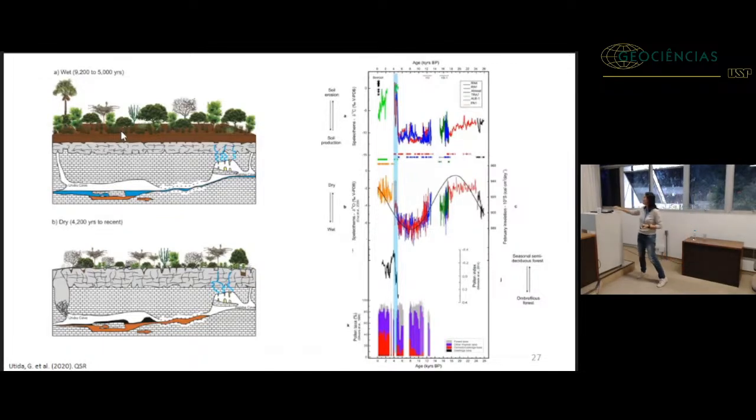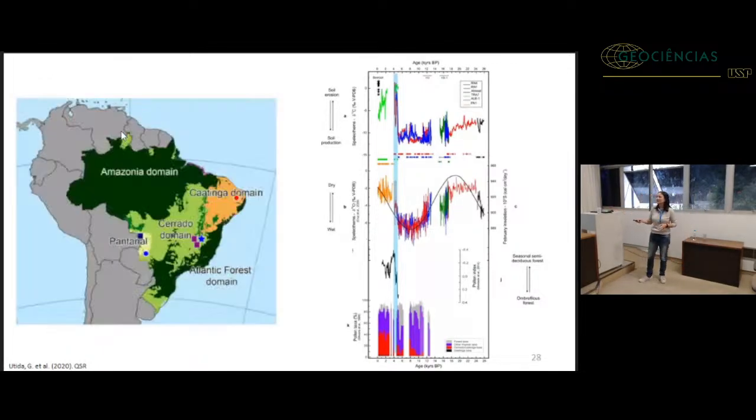And that was the moment where the Cerrado here in Brazil was retracted, because it was expanded here during this period where we have more wet conditions. And here we became drier and the vegetation changed. The biome here changes. Okay?